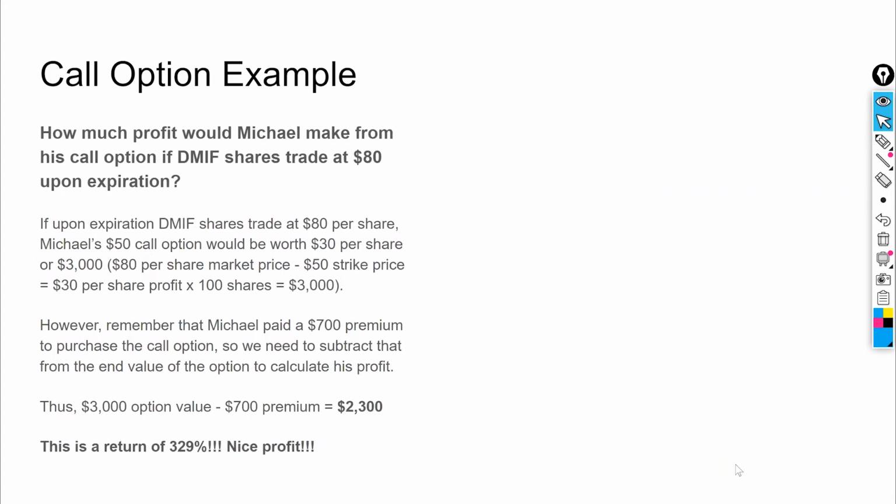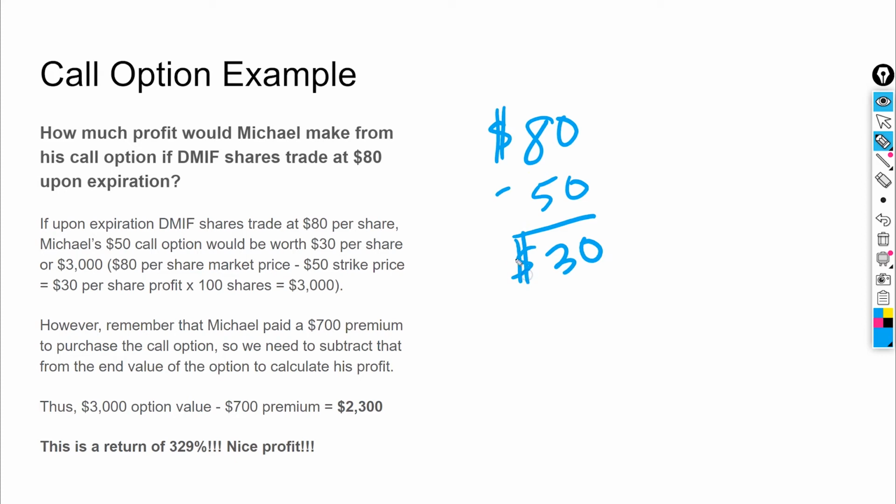So continuing on with this example, how much profit would Michael have made from his call option if Dunder Mifflin shares traded at $80 upon expiration? Well, if upon expiration Dunder Mifflin traded at $80 a share, then Michael's $50 strike call option would be worth $30 a share. Now, to understand how I calculated that, you can look at the numbers that I put below, but you would take the current price, which we said is $80 in this hypothetical future scenario, and we would subtract the strike price of 50. That would give us 30. We would have $30 of value per share on this option, which makes sense, right?